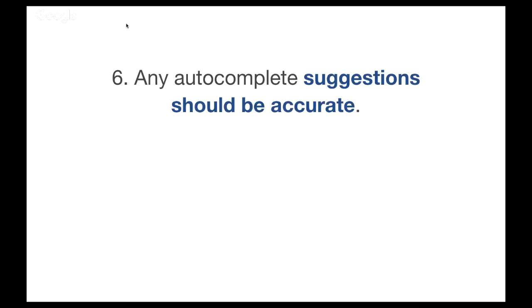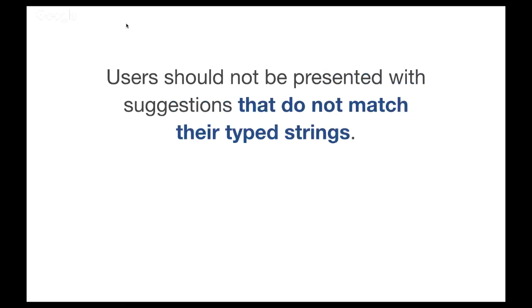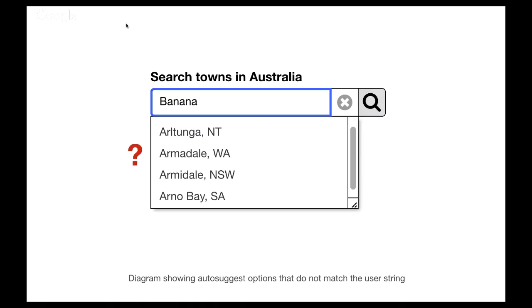Another thing is that auto suggests should be accurate. The suggestions, that is. So users shouldn't be presented with something that doesn't match something they typed. And you've probably seen this as much as I have. It's often frustrating or bizarre. A user types something in, and down below comes a series of suggestions that don't match anything they just typed. So it can be very confusing for some users.